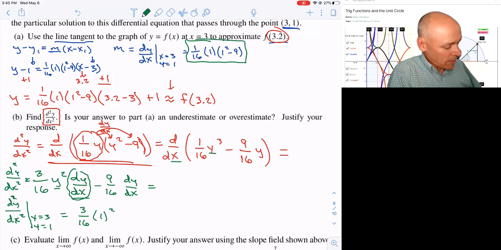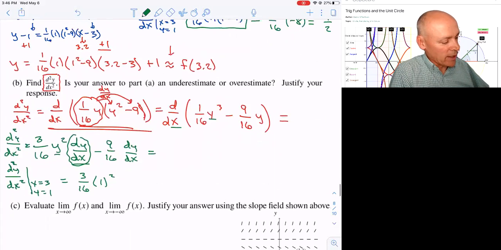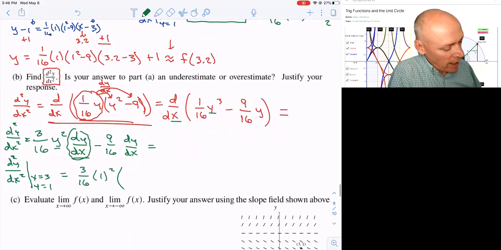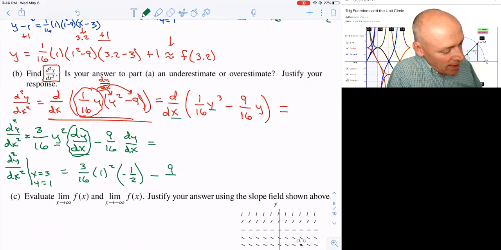Okay, so I'm just gonna copy that down, what I've got. I guess, since I'm doing this mad mess, and rather than having to copy this, I will simplify. I'll go against my better judgment. So 1/16 times 1 is 1/16, and then 1 squared is 1, minus 9 is -8. So this simplifies down to -1/2. Okay, so that's what I've got for the dy dx. So I've got 3/16 times 1 squared times -1/2 minus 9/16 times dy dx again, -1/2.